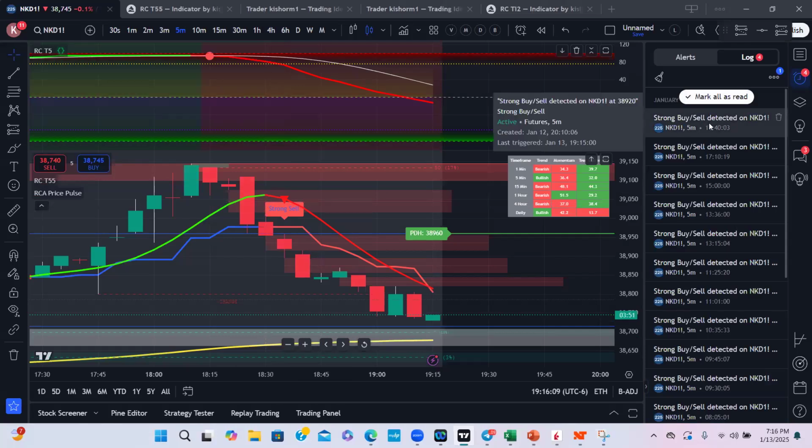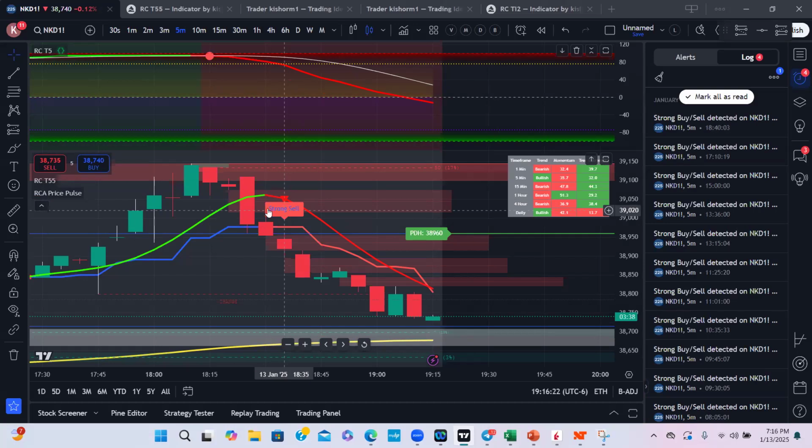So instead of wasting your alerts, we are creating an alert on both buy and sell in the same message. Otherwise, you have to create one alert for buy, one alert for sell. So when you receive this message, you will see in the chart, okay, there is a strong sell. And you can see there, you have a red box. Your T5 started dropping. Your T5 is red.